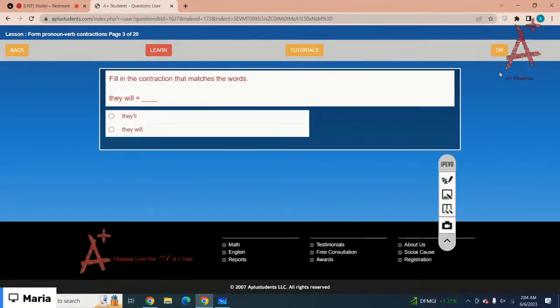Okay, the next one is fill in the contraction that matches the words they will. So which is the correct option? You can write it as they'll. You can skip w and i from will and you can put an apostrophe there. Got it? So the correct option is option number 1, they'll. You skip wi and put an apostrophe there.